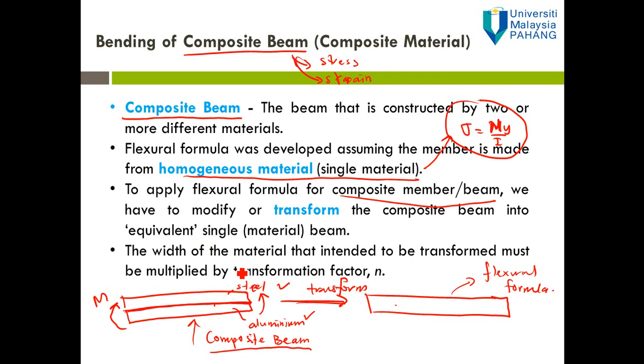Okay, so how do we transform the composite material into homogeneous material? We have to multiply the width of the material that is intended to be transformed by a factor of n. This one I will explain later in the next slide.